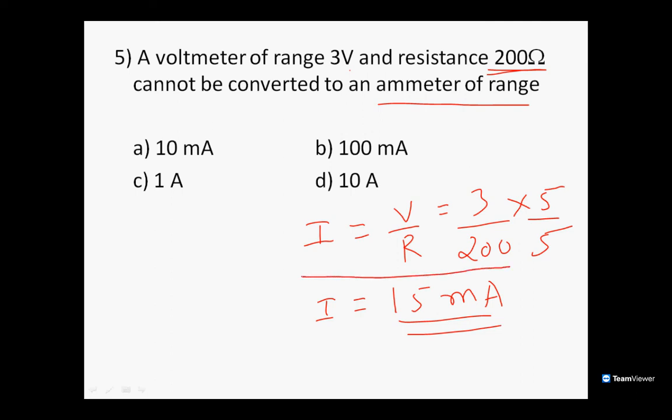What is the range of the meter here? 15 milliampere. This is not possible to convert. Remember here, this is always the range of the ammeter. Remember, very important point: range of the ammeter can be increased, but cannot be decreased. I can increase 15 milliampere to 100 milliampere. I can increase 15 milliampere to 10 ampere also.